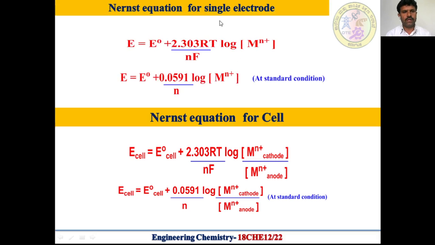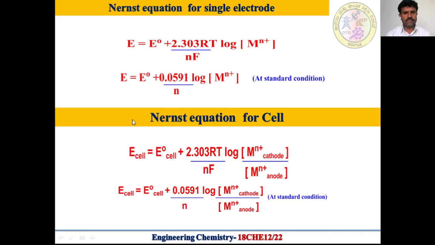As we derived in previous session, the Nernst equation for single electrode is E is equal to E0 plus 2.303 RT divided by NF log of the concentration of metal ions in solution. At standard condition, the above equation can be written as E is equal to E0 plus 0.0591 divided by N log of the concentration of metal ions in solution.